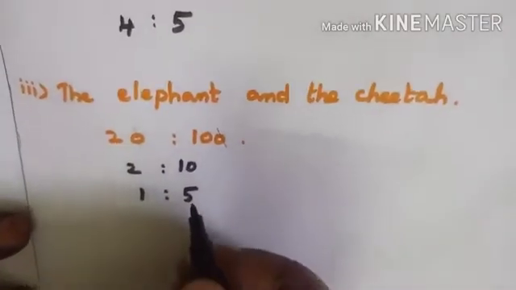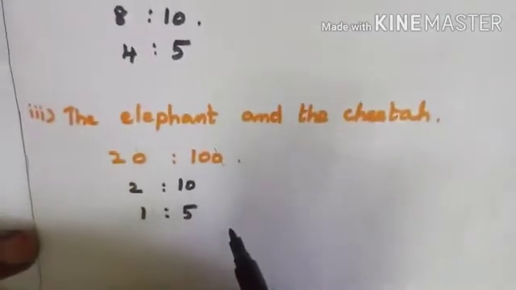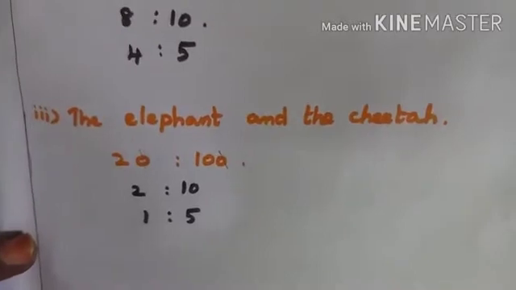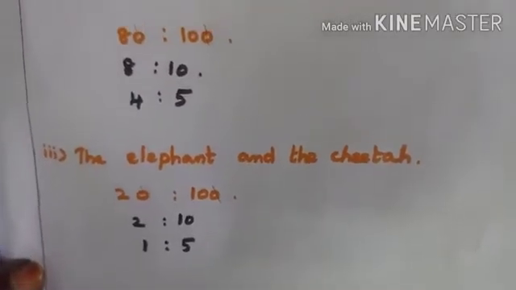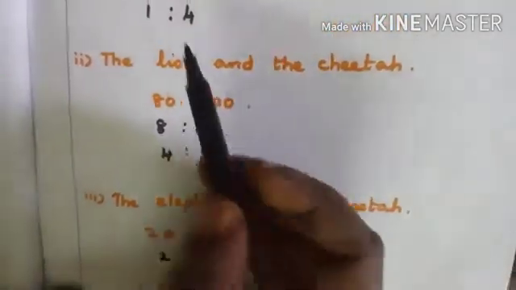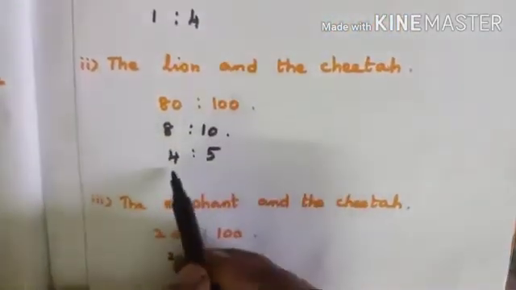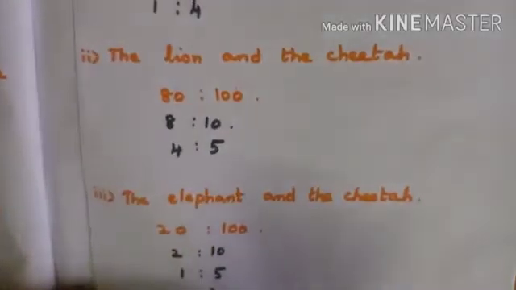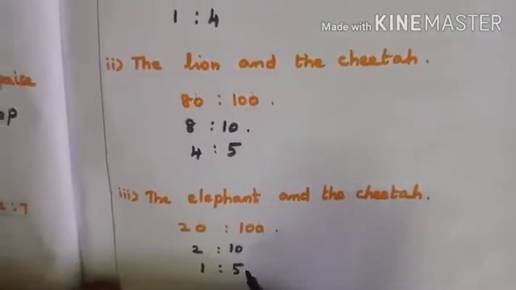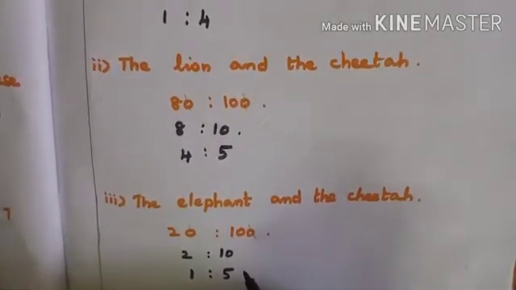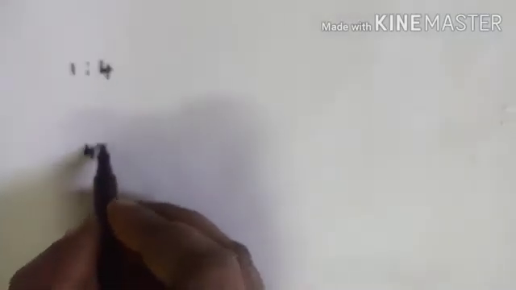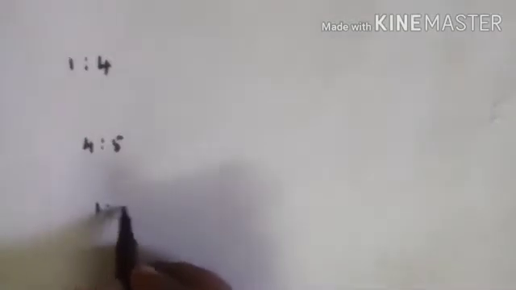Now we have found out all the simplified forms, and what is the question asked? Find which ratio is the least. So least, that is which is the smallest, is asked. So here now we are going to compare 1 is to 4, 4 is to 5 and 1 is to 5. When we compare these 3 ratios, we are going to tell which is the least.